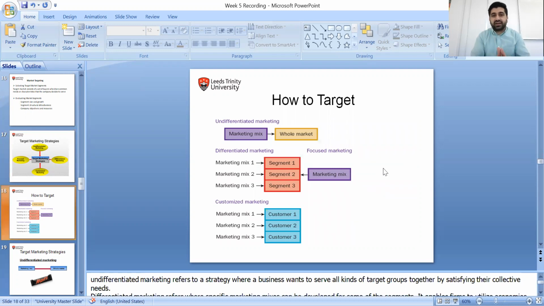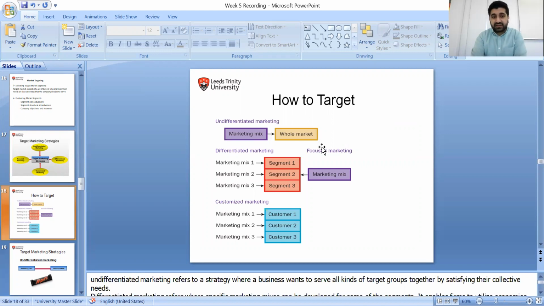So how to target? First of all, we need to understand undifferentiated marketing. Undifferentiated marketing refers to a strategy where a business wants to serve all kinds of target groups together by satisfying their collective needs. So keeping in mind all customers' needs and demands, we serve them together.